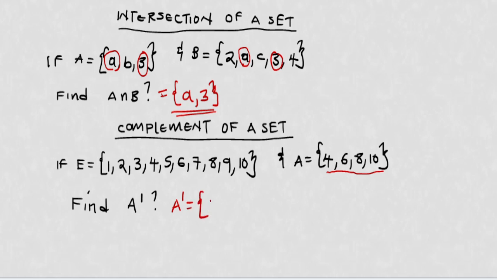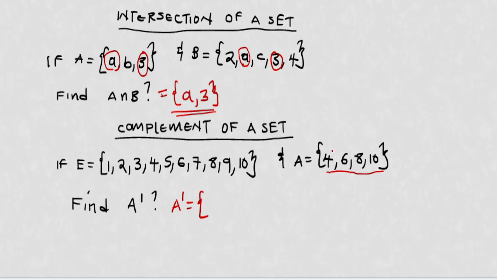The complement of a set, this is what it means. It simply means apart from the elements found in the given set, but all the elements found in the universal set. This is what I mean.